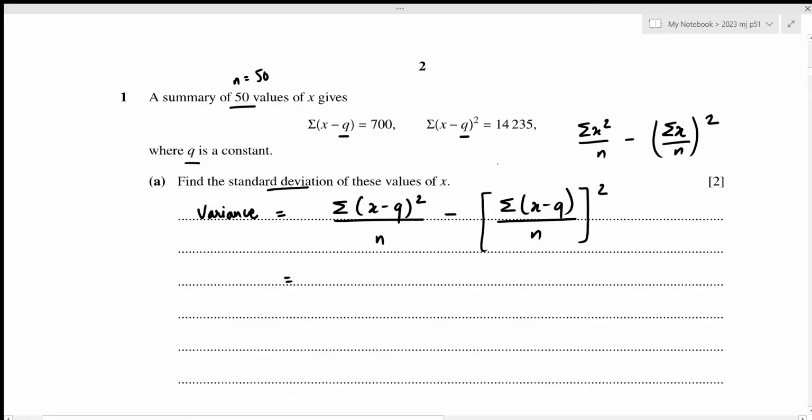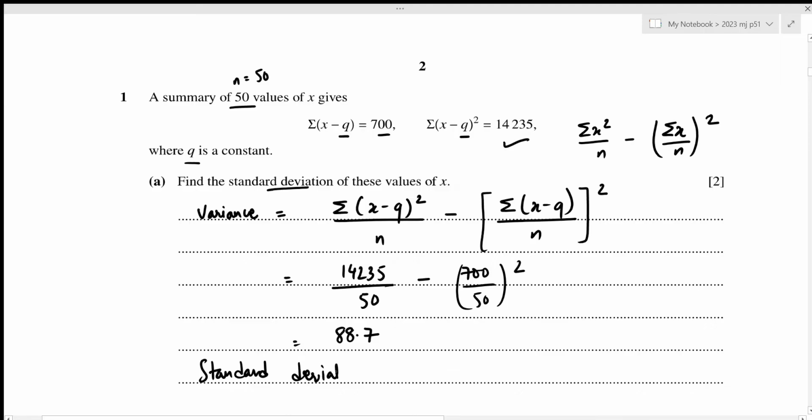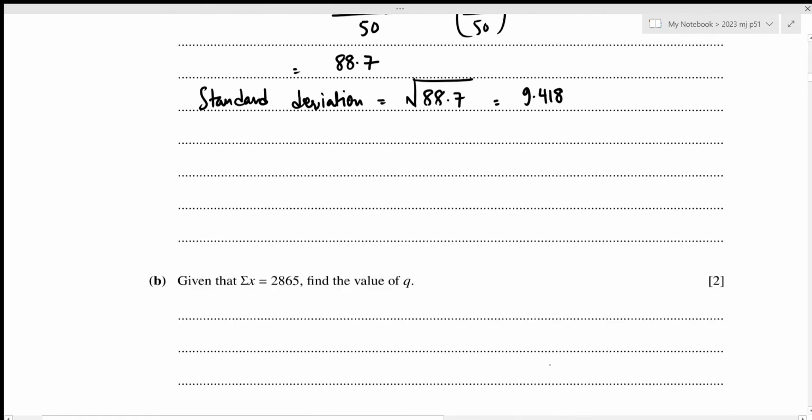Let's substitute the values. We have 14,235 divided by 50 minus 700 divided by 50 whole squared. And this gives the value of 88.7. That's our variance. Now the standard deviation is just going to be the square root of variance. So square root of 88.7, and this results in the value of 9.418. That's the required answer. Let's move to the next part.